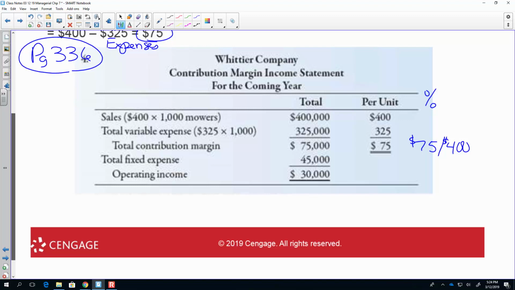Can someone tell me what 75 divided by 400 is? Does it come out nice or not really? Yeah, 0.19. 19%. All right, 19%, let's just say that. Round it to two places. Sometimes with our questions, the answer they want is in a margin per unit, in this case 75, or they may want the answer as a margin percent. So realize the difference between the two. That's the goal here.